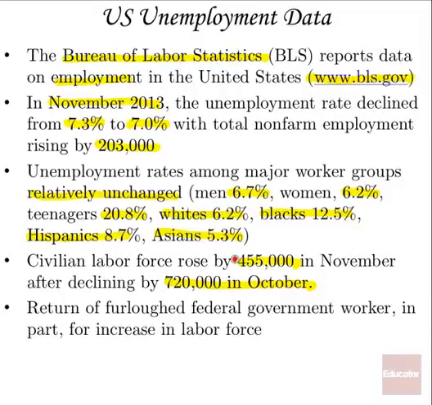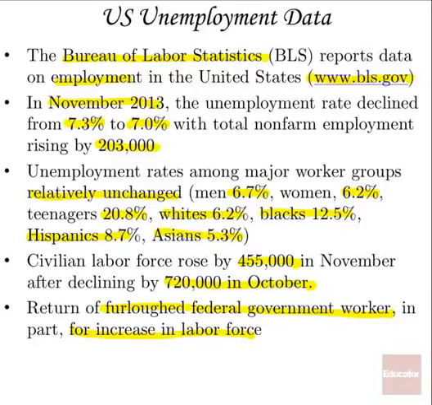Now, if you actually look at the data, what were some of the reasons why? The return of furloughed federal government workers was in part responsible for the increase in the labor force. The government had shut down for a period of time in October, so they account for the fact that they were now working in November. That accounted for a fairly significant portion, enough that it was mentioned in the press release here.